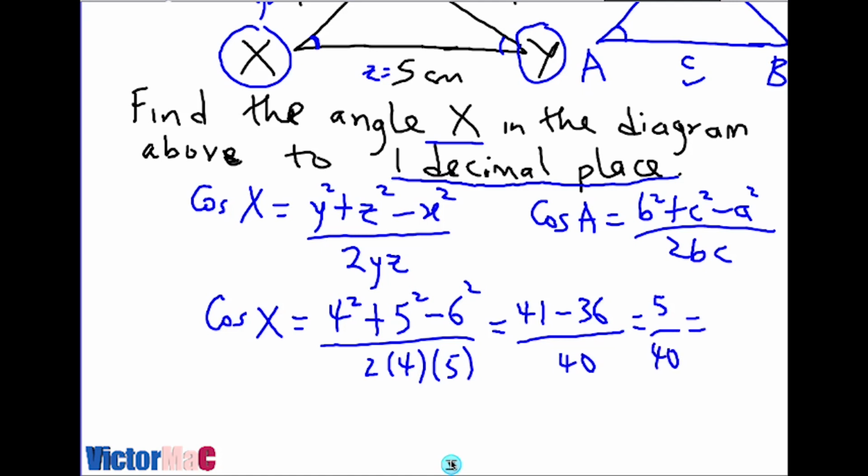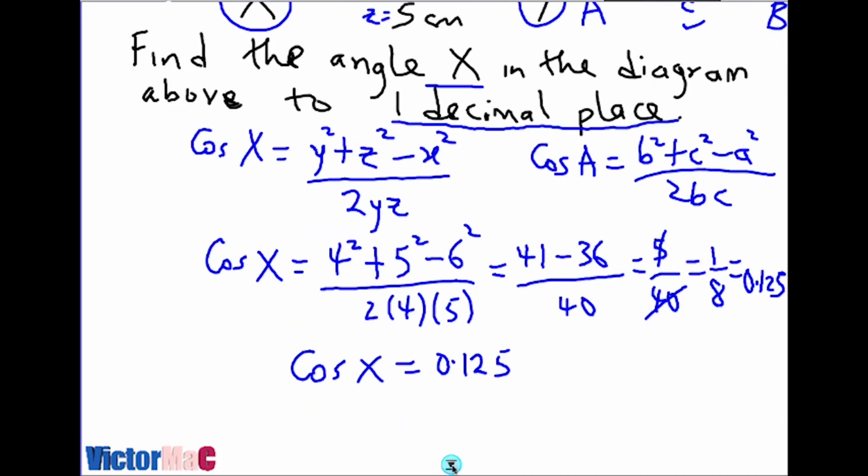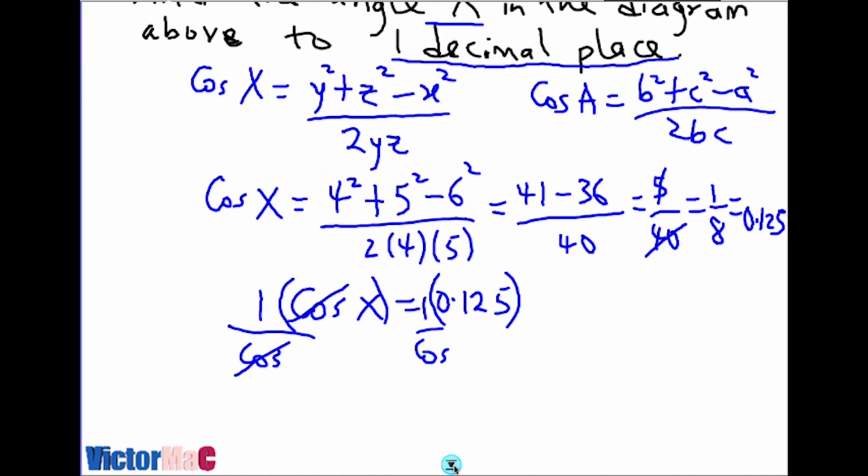When we simplify, we have 1 over 8, because 5 cancels 5, give us 1. 5 cancels 40, we have 8. We convert this to decimal, we're going to have 0.125. So cos x is 0.125. At this point, we take the cos inverse of both sides. In other words, we divide both sides by cosine, or you say multiply both sides by 1 over cos. This cancels out this. We're going to have angle x. Now, we're going to write 1 over cos raised by 1 as cos raised by minus 1. We call it cos inverse of 0.125.